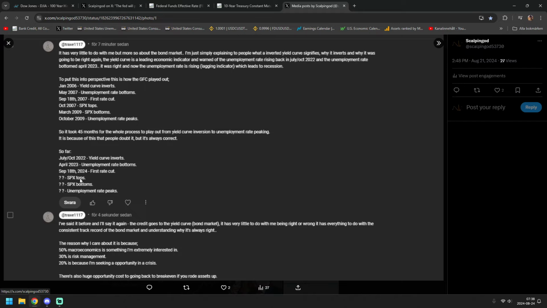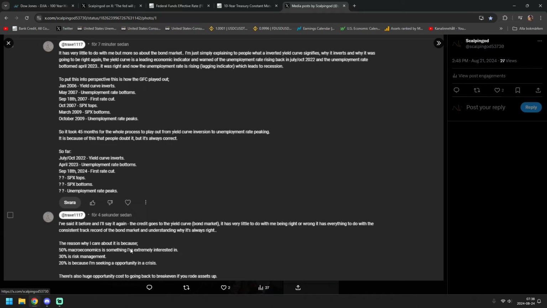When does the S&P top? I don't know. When does the S&P bottom? I don't know. When does the unemployment rate peak? I don't know. I said it before and I'll say it again: the credit goes to the yield curve, the bond market. It has very little to do with me being right or wrong, and it has everything to do with the consistent track record of the bond market and understanding why it's always right.